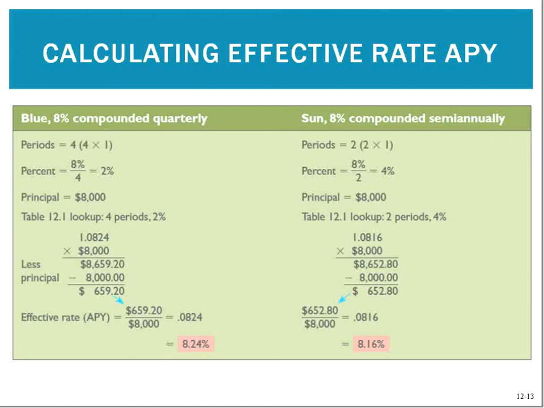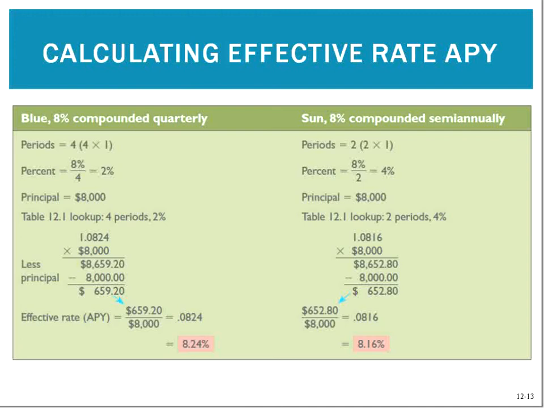But now let's calculate the effective rate, the APY. You take your interest divided by your principal, which is $659.20 divided by 8,000, and we get 0.0824, which to convert from a decimal to a percent, you move 2 places to the right. So now it's 8.24%. But didn't they tell us it was 8% interest? Yes, it was. That 8% was the nominal rate, the stated rate that they told you, and that's what they used to calculate the interest.